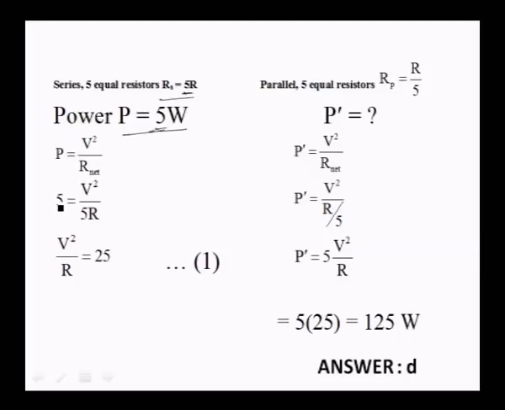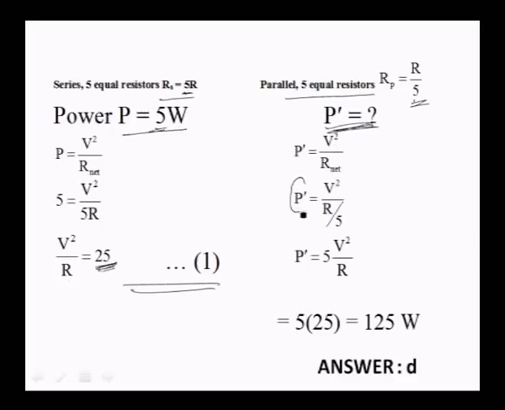Okay, this 5 shifted over here, 5 into 5 is becoming 25, that is V square by R is equal to 25. Give it as equation number 1. Now, the same resistors in parallel, then the effective resistance is R by 5. We are going to calculate the power in this combination, that is P dash is equal to V square divided by R net.